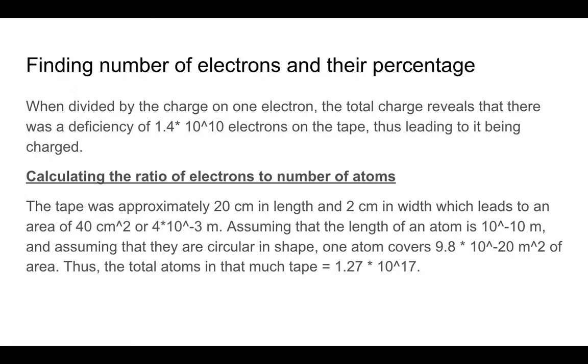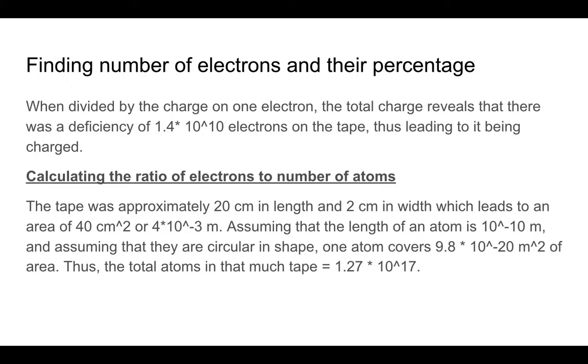Now, how do you find the total number of electrons on each tape? You can do that by first finding the total charge, which we have already done, and then dividing that by the charge of each electron, which is 1.6 × 10^-19 coulomb. On doing that, one can see that there's a deficiency of 1.4 × 10^10 electrons on the tape. Since we already know it was positive, therefore it's a deficiency. The tape was 20 centimeters in length and 2 centimeters in width, which essentially leads to an area of 4 × 10^-3 square meters.